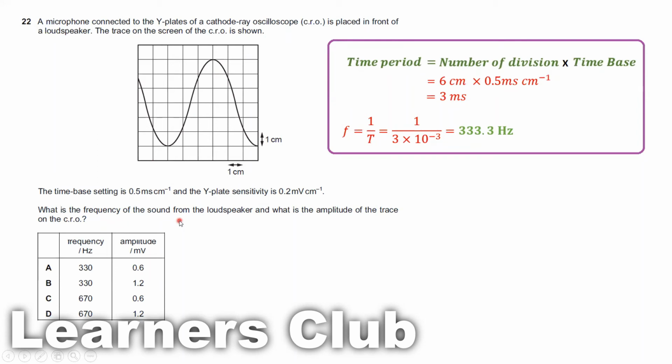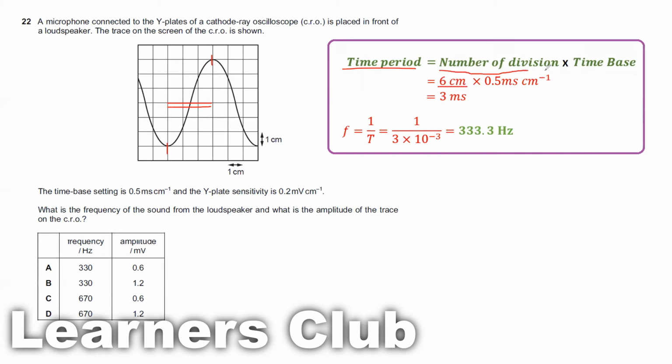What is the frequency of the sound from the loudspeaker, and what is the amplitude of the trace on the CRO? If you want to find the time period first, you need to find the number of divisions horizontally for one complete wave. For example, this point to this point is half a wave. Taking half a wave, you have 1 centimeter, 2 centimeter, 3 centimeter. So 3 centimeter is for half a wave, and for one full wave you will have 6 centimeter.